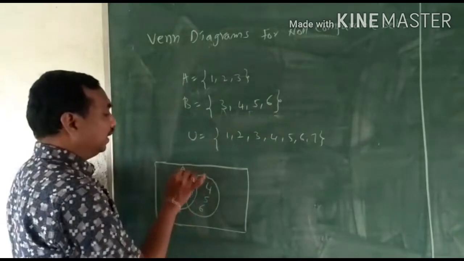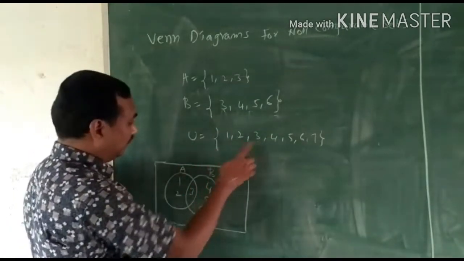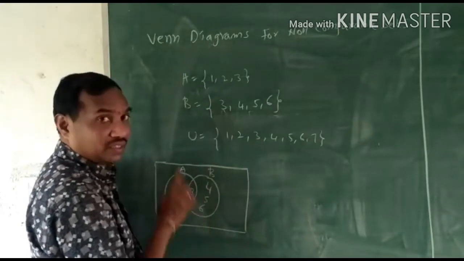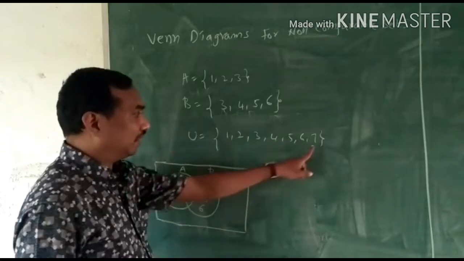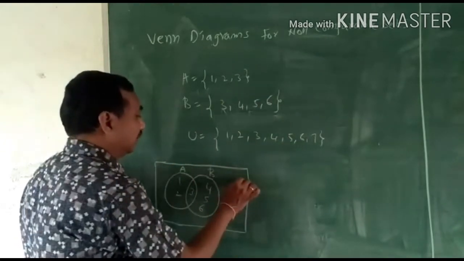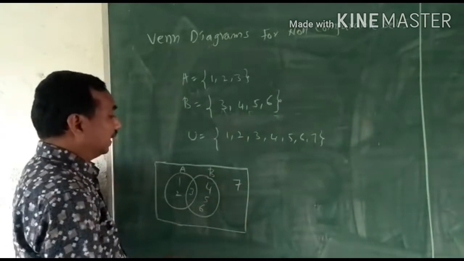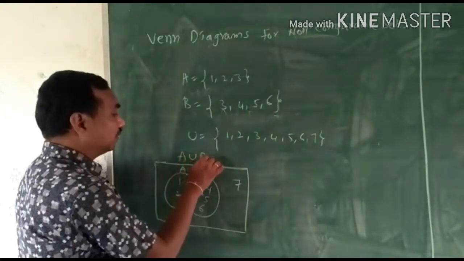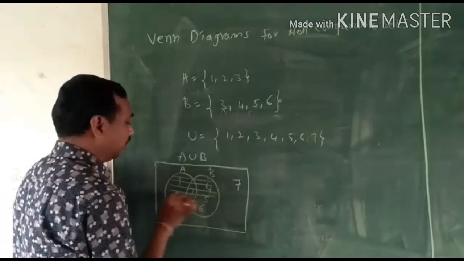This represents A, this represents B. We are having all elements 1, 2, 3, 4, 5, 6 here. The only left out element is 7, so we need to write 7 here. Suppose I need to find A union B. So the shaded area will be all the elements of A union B.